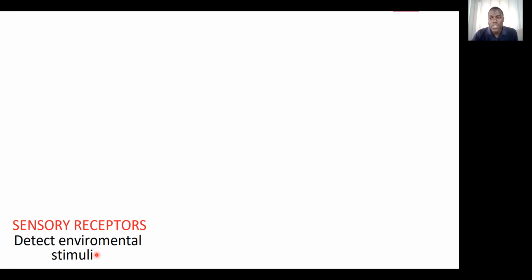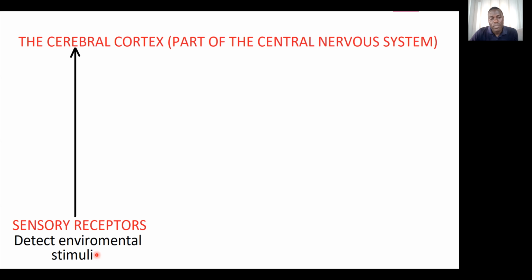So therefore, sensory receptors convert environmental stimuli into nerve impulses. And what do they do with these nerve impulses? They carry these nerve impulses from those sensory receptors to the cerebral cortex. I will be defining what the cerebral cortex is later, but for now, let's take it as the highest point in the central nervous system. The system of neurons that carry the signals from sensory receptors to the cerebral cortex are called the afferent nerves, or the sensory nerves. So this information is carried from the sensory receptors to the cerebral cortex using sensory nerves.